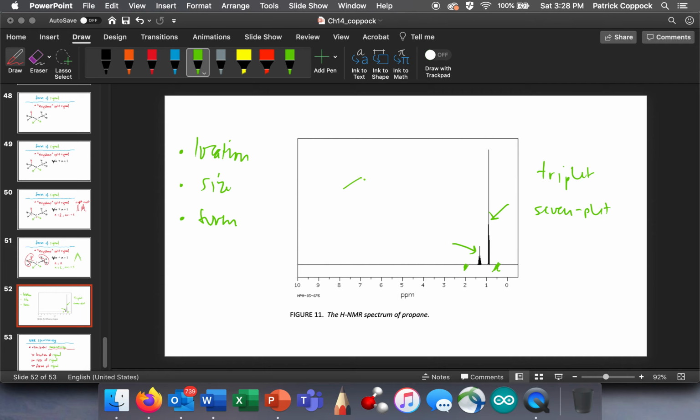Now, this is propane, let me get red on here, and then green. This is the 7-plet because it's got 6 neighbors, right? N is equal to 6, n plus 1 is equal to 7, and so the size of that signal is going to be relatively 2. And what's the size of the red? The size of the red, there's 6 there, right? Can you see that?